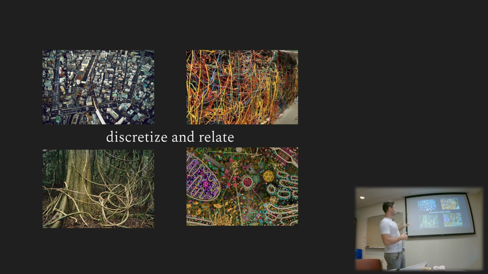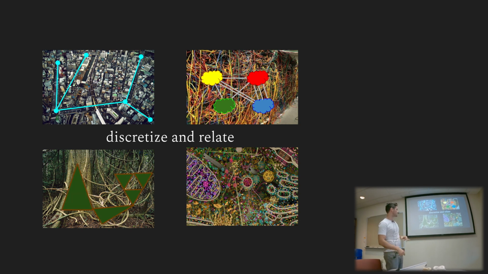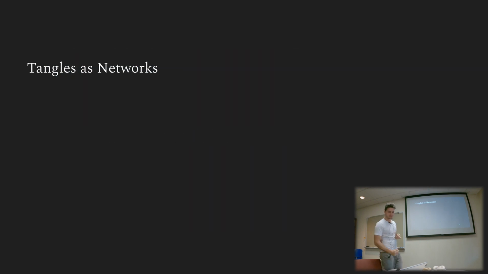So, big complex city, big metropolis, you can just set up landmarks and say, okay, how can I travel between them? You have a big mess of cables. Maybe you can say, oh, hey, there's maybe 4 colors of cables. Maybe I can just see how they're connected just by color. In an ecosystem, this kind of jungle, you can say, well, there are some flows of substances going through the roots. And of course, in microbiology, you can see organelles and relations there. So I want to motivate this idea of discretizing and relating with one particular kind of system.